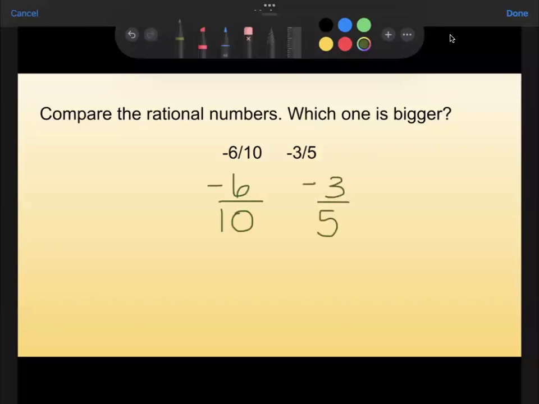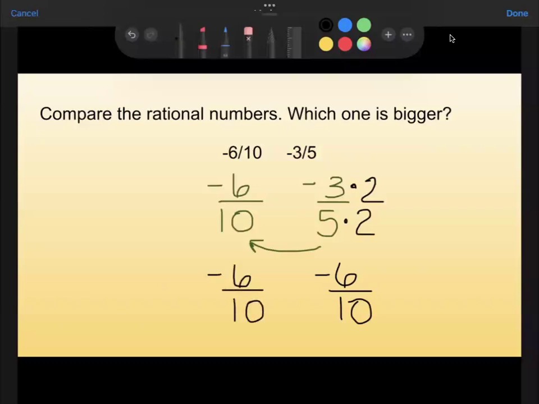-3/5. So again, to make it easier, since they're both fractions, I'm going to look at the smaller denominator to see if I can multiply that to get the greater one. And I can. I can multiply 5 times 2 to make it 10. So I'm going to do the same thing to the top of the fraction. That'll keep it equivalent, but it'll have a denominator of 10. So that means -3 times 2 is -6, and 5 times 2 is 10. And then I'm going to compare it to -6/10. So now I can see that after I change them, that they're actually equal to each other. They're the same number. So neither one is bigger. They are equal.